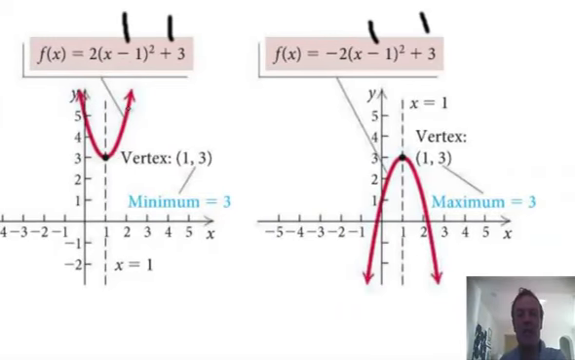Let's have a look at this one. Again, the vertex was (1, 3). The axis of symmetry is x equals 1. Again, I use the x coordinate. And the minimum is 3, right there.